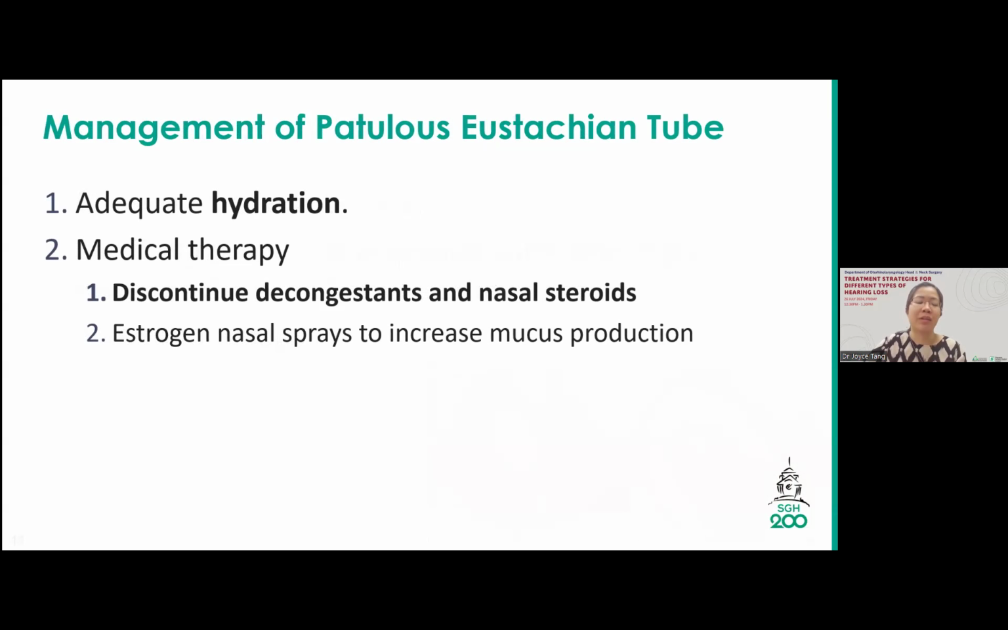What can we do? Hydration is very important. A lot of Singaporeans do not drink enough water, and so they're dehydrated. So usually just drinking more water would help the mucus lining to be more healthy and reduce the symptoms. And of course, if you are taking any flu medications, you need to stop it because you need the mucus to keep it closed. In some patients where this is not enough, we would give them some nasal sprays to increase mucus production.